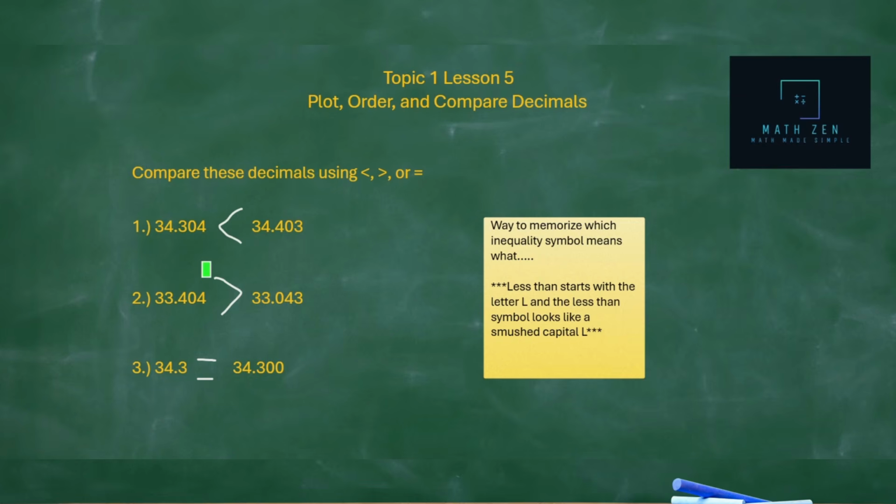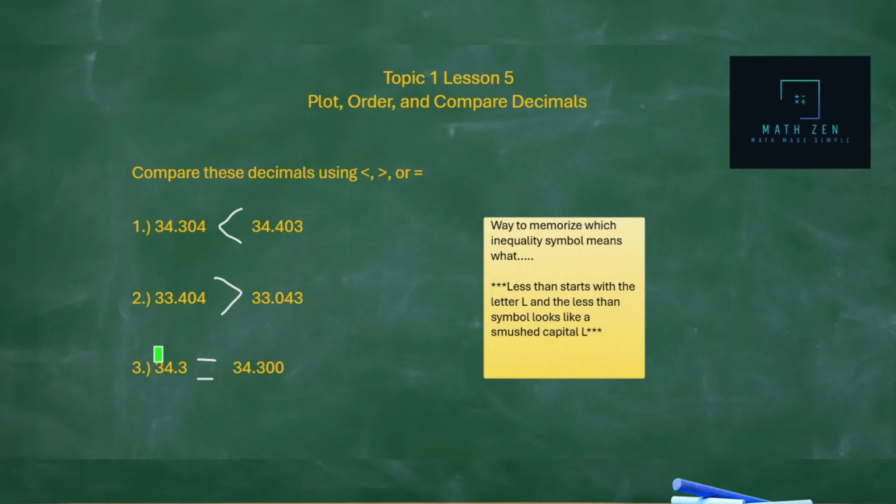Now moving on to number 2, same thought process. We're going to go digit by digit. So this 3 and this 3 tie. This 3 and this 3 also tie. This 4 and this 0 do not tie. 4 is greater than this 0, therefore this whole entire number is greater. And we would read this as 33 and 404 thousandths is greater than 33 and 43 thousandths.